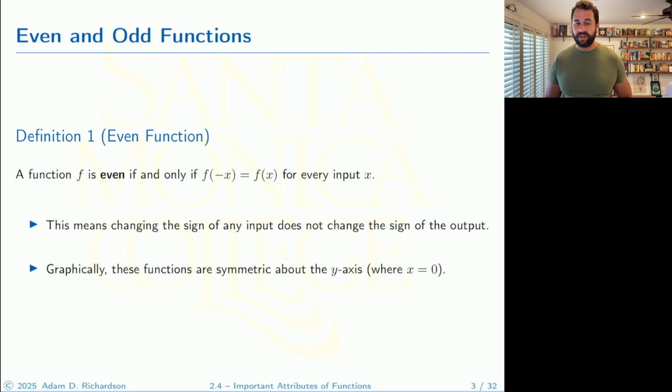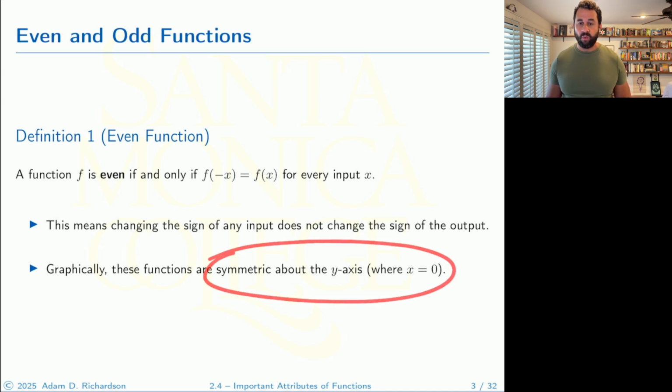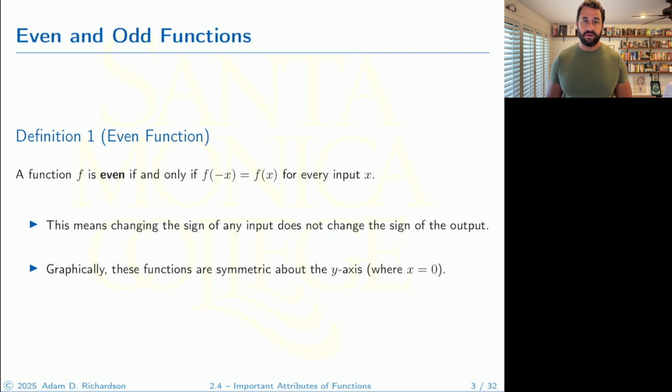Right, so let's start with what an even function is. We say that a function f is even if and only if f of negative x equals f of x for every input x. So what this really means is that if you change the sign of an input, it does not change the sign of the output. So if you replace x with negative x, that doesn't matter. You're still going to get the same output value, okay? That's what it means. Now, graphically, these functions have a symmetry, and they're symmetric about the y-axis where x is equal to 0. So if you can see the graph of a function, you can tell immediately if it is even or not.